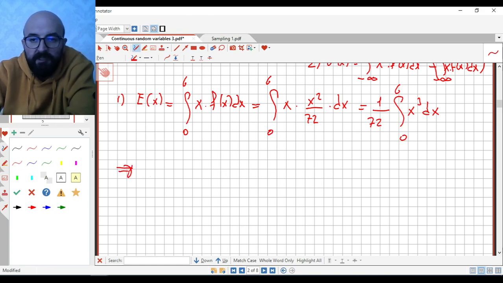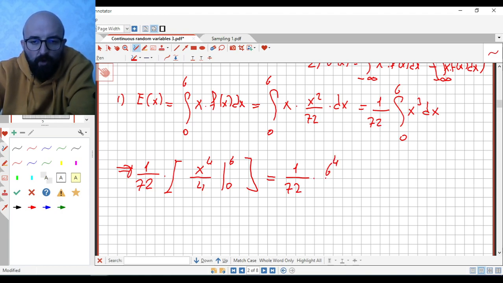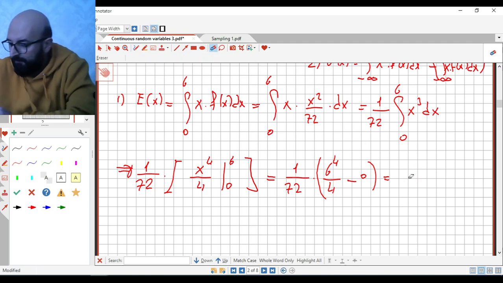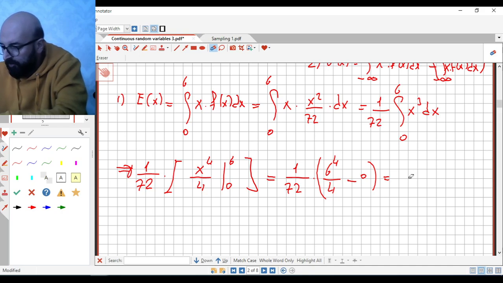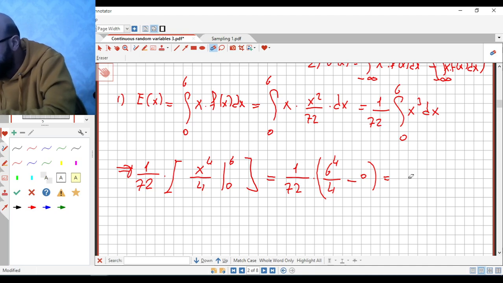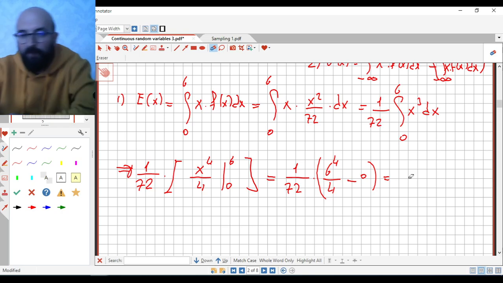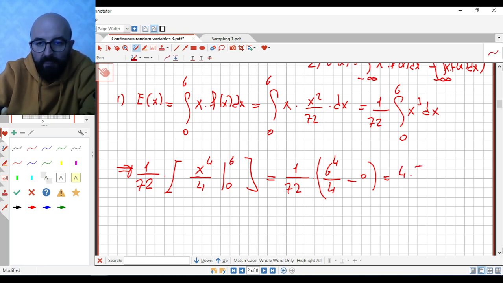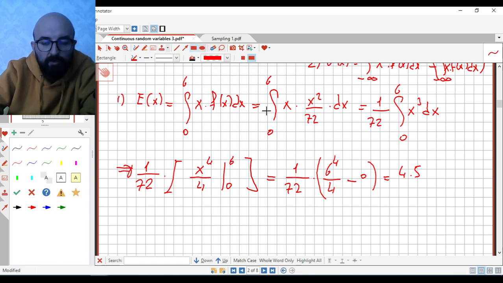Going on from here, 1 over 72 multiplied by x to the 4 over 4, from 0 to 6. So 1 over 72 multiplied by 6 to the 4 over 4, minus 0. I want to look at the result of the process, because I want to use short time, and it becomes 4.5. The expectation value is 4.5.